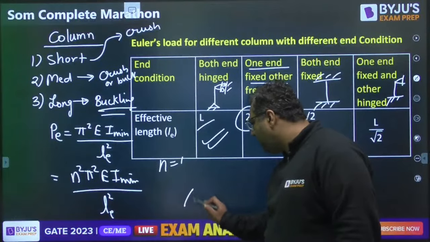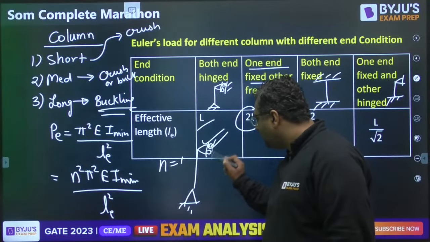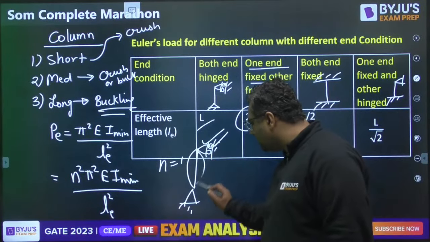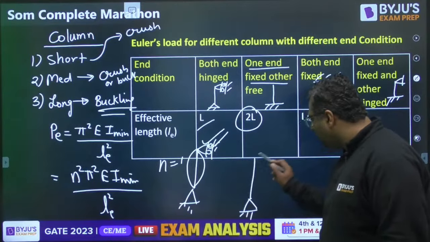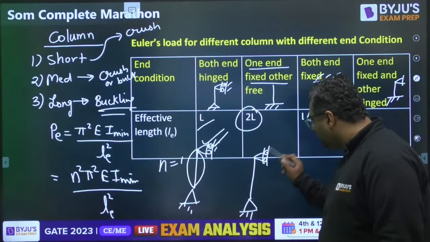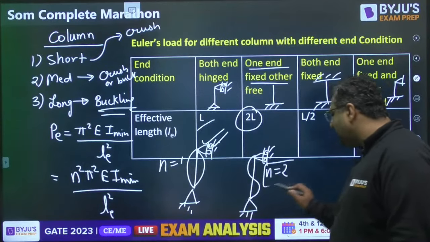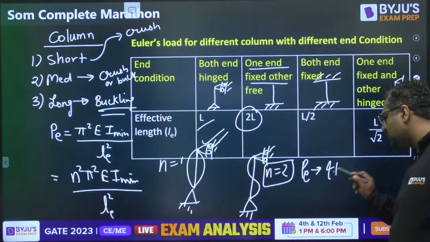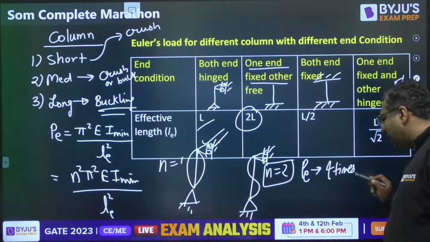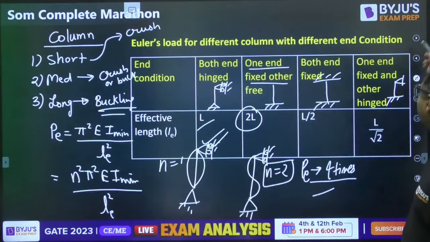If we are considering the buckling to be like this, or this, and if we have it like this, then n is equal to 2. When we say n is equal to 2, you can understand that the buckling load will become 4 times. Is it clear? So that kind of thing can be asked in the paper. Till now they have never asked, but they can ask you.